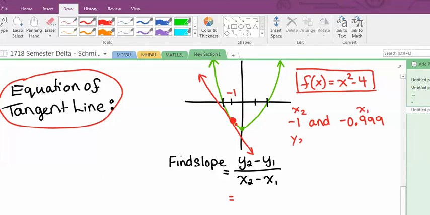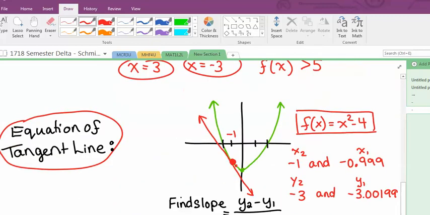And then if we want to find out what y2 and y1 will be, we just sub those x values into our equation, and then we can use our slope formula. So if I plug negative 1 into my equation, negative 1 squared is 1, minus 4 is negative 3. So my y values will be negative 3, and then if I sub in, I need a calculator, negative 0.999 squared minus 4, I get negative 3.001999. Oops.